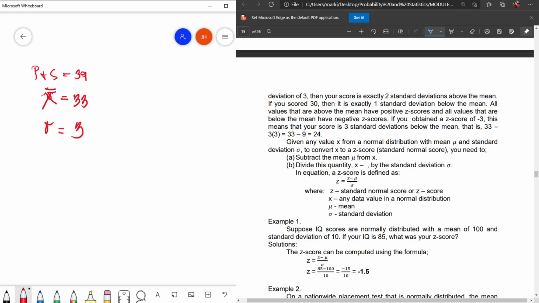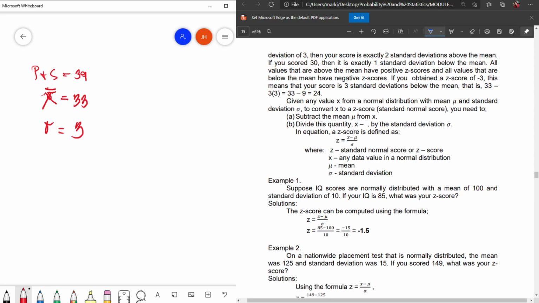You will learn that we have negative 3 point something and positive 3 point something. So, given any value from a normal distribution with mean mu and standard deviation, to convert x to a z-score, a standard normal score, these are the steps. Subtract the mean from x, which is the score or the given, then divide the quantity by the standard deviation. So you have the equation here. Do not forget the equation.